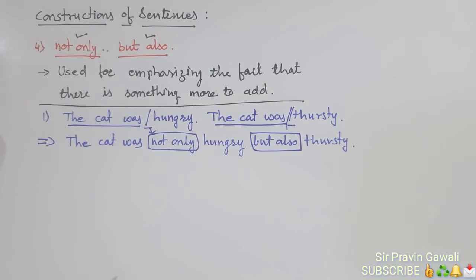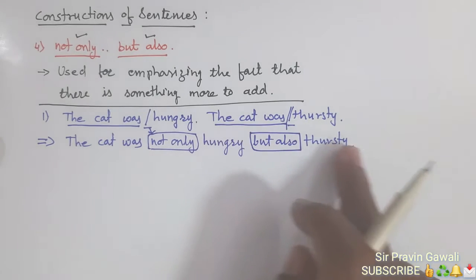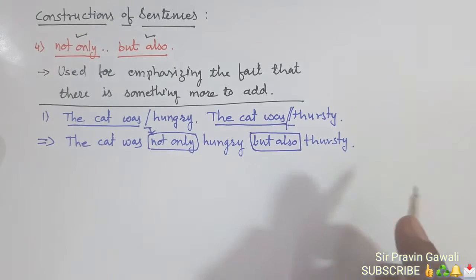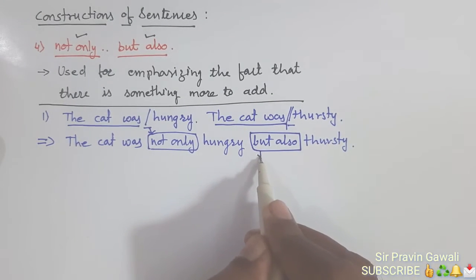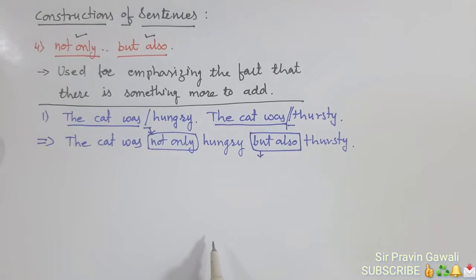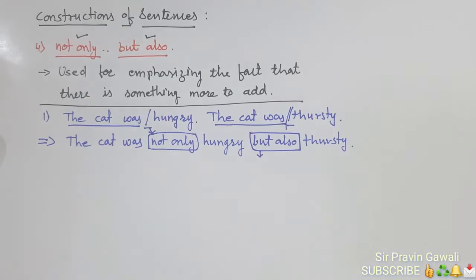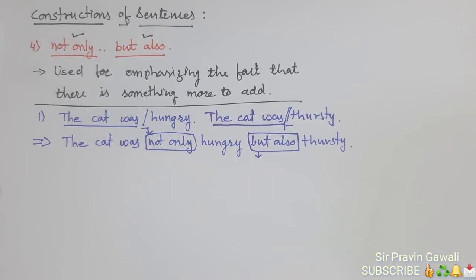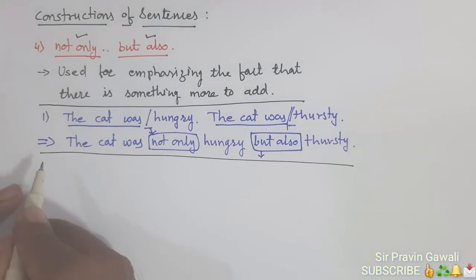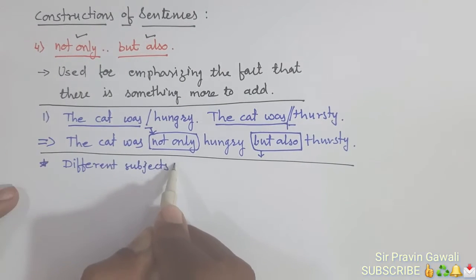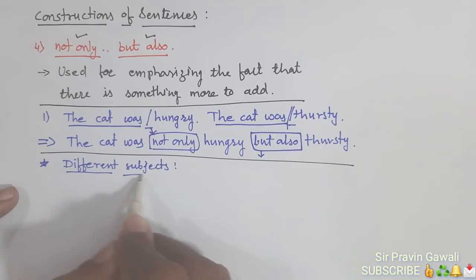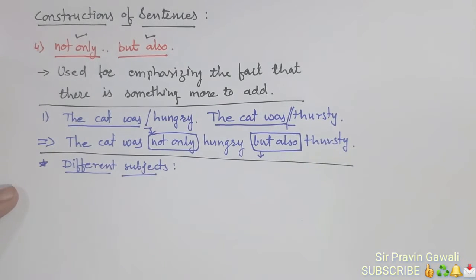If the second sentence is very lengthy, then the conjunction but we can use first, and at the end of the sentence we can use also. Have you understood? Students, let's have a few more examples. See students, if there are different subjects, how do we construct the sentence with the help of not only but also.